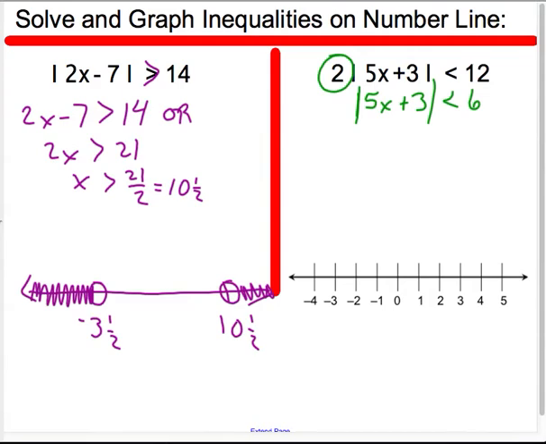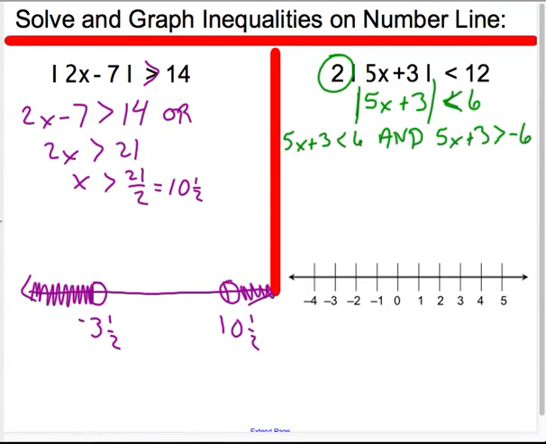Now we're going to think about our cheesy saying. We have a less than, so it becomes an and. So we've got 5x plus 3 is less than 6. So the first one, all you do is drop those absolute values. The second one, again, what's in the absolute value stays the same. The inequality flips because we're making this 6 a negative.